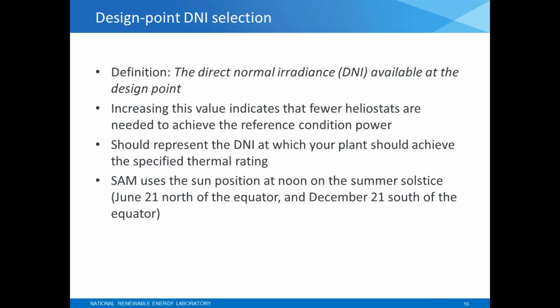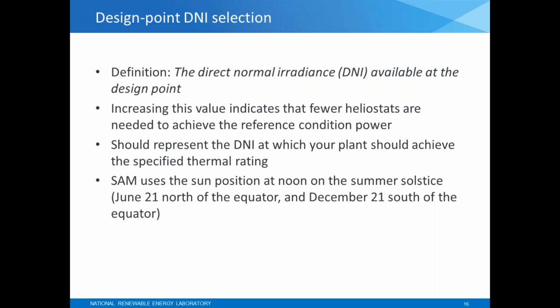And you might say, okay, if I've got a solar field that's rated for 700 megawatt thermal, I want to be confident that I'm going to hit that 700 most of the time. And so you'd have to pick a DNI value that you expect to get to most of the time. But you don't want to go too far either way. And so we'll talk a little bit more about that.